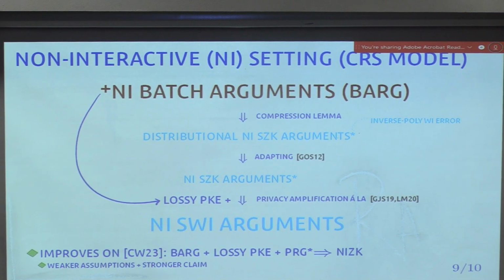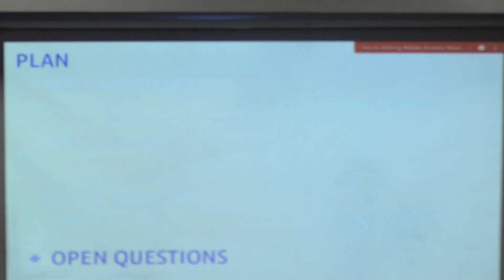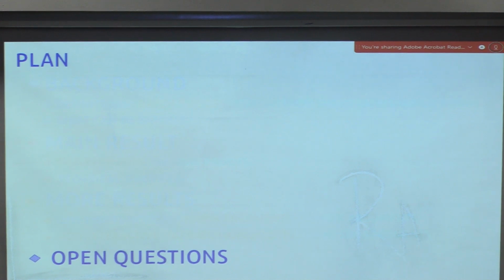Once you are in computational land, you can go from WI to zero knowledge using FLS tricks. You have to be careful, but it goes through. And so that was our results in Cryptoland.